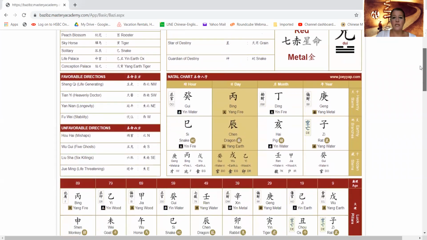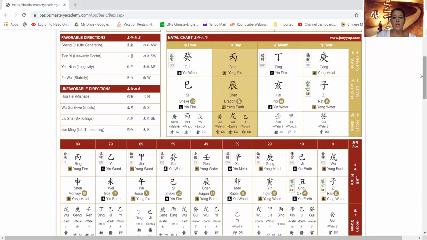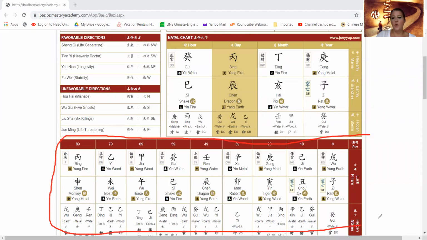Now the luck pillars are found here. So let me just circle this so that you can see what I'm talking about. So these here are the luck pillars, right? All of those. And we specifically then look at the particular age that the client is currently going through. So if the client is between the age of 39 and 49, then we would look at this particular luck pillar here, the Xin Mao luck pillar.